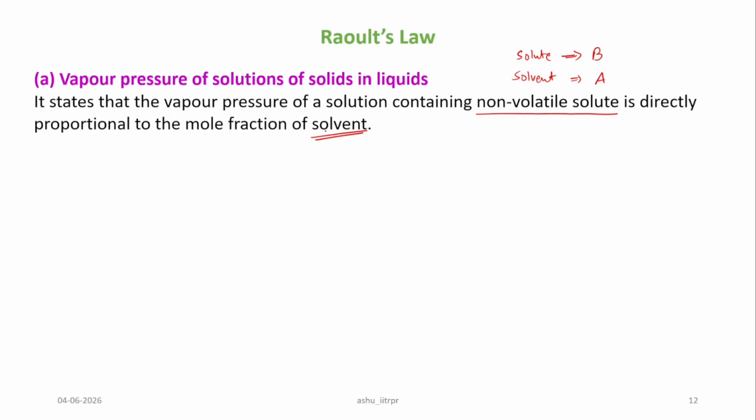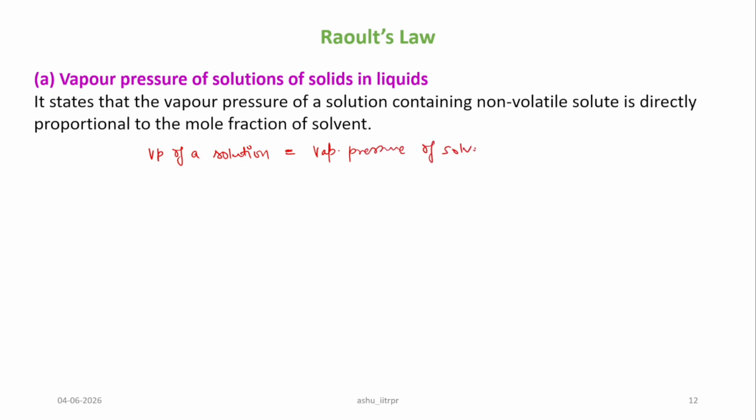So as we increase more and more solute, more and more non-volatile component, the vapor pressure will decrease, because it will decrease the mole fraction of the solvent. So I can represent this definition: the vapor pressure of a solution, I can write it as equal to the vapor pressure of the solvent in solution.